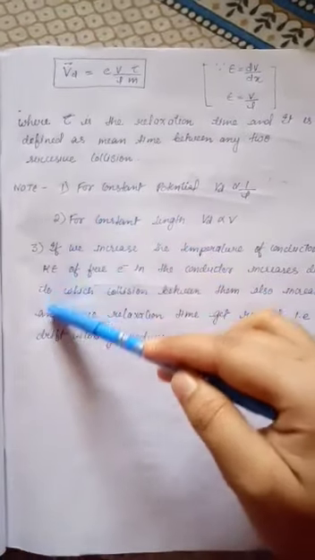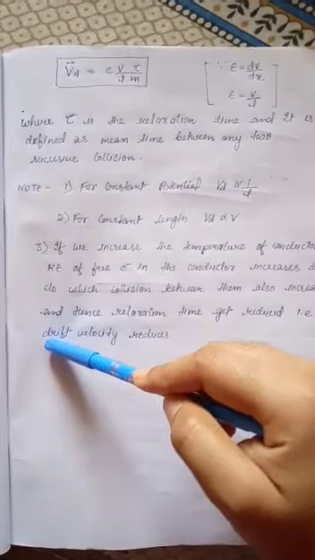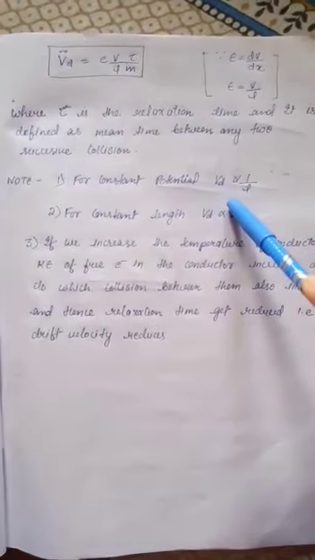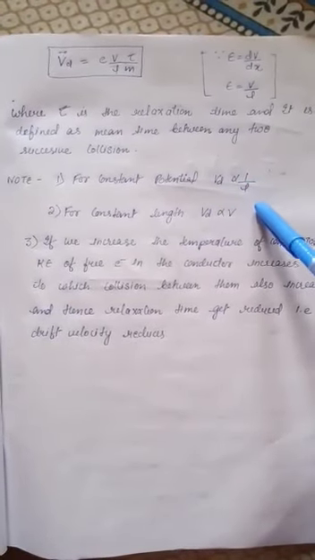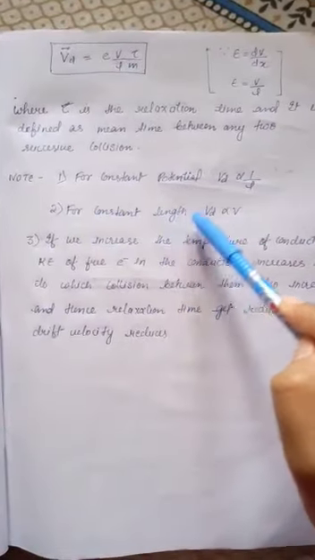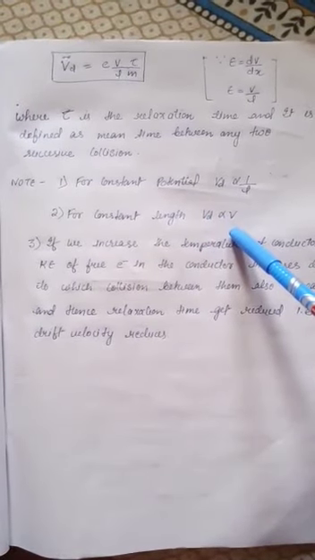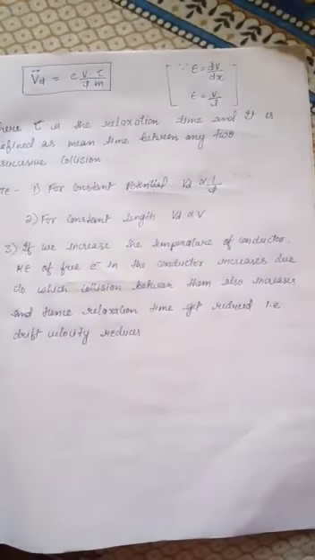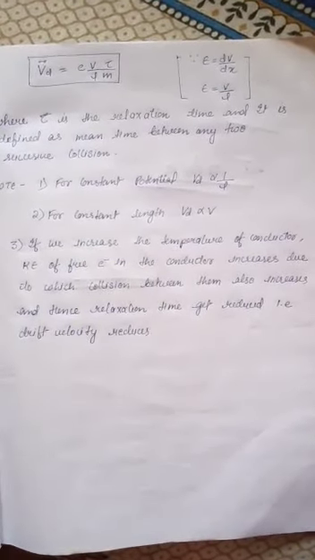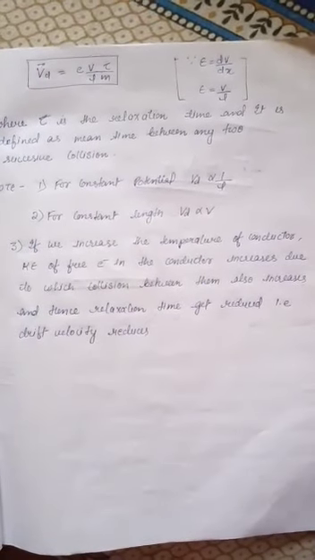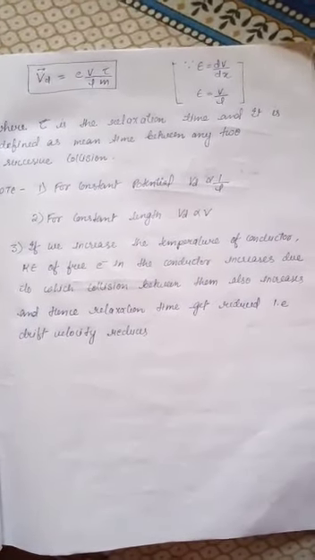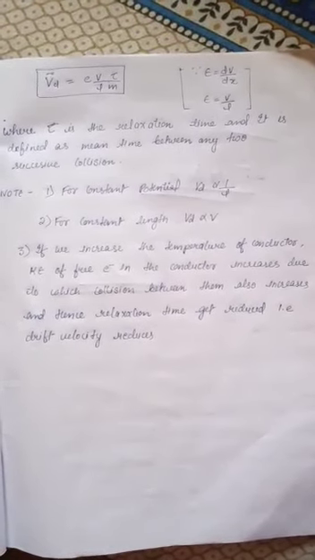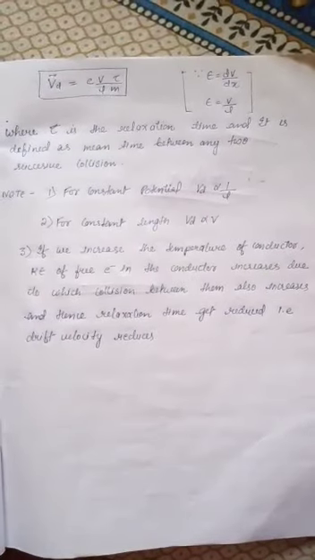Now these are the important points. Point number 1: for constant potential, vd is directly proportional to 1/L, and for constant length, vd is directly proportional to V, the potential. Point number 2: if we increase the temperature of the conductor, the kinetic energy of free electrons in the conductor increases, due to which collisions between them also increase, and hence the relaxation time gets reduced, that is, the drift velocity reduces.